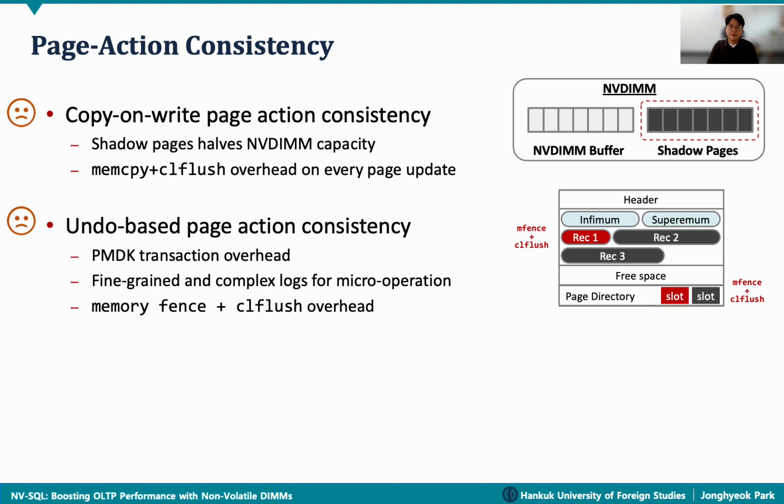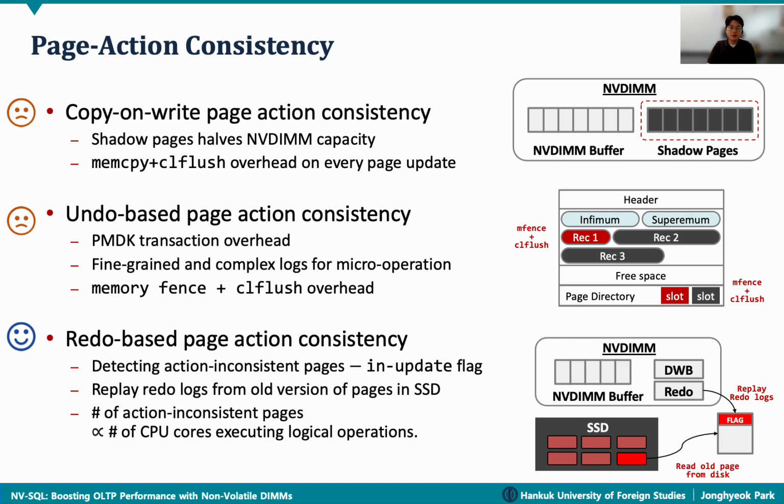Next, the undo-based version ensures page atomicity by utilizing undo logs. While PMDK transaction APIs employ undo logging, they also introduce significant overhead. Furthermore, undo logging requires fine-grained and complex logs for micro-operations within the page. This results in significant memory fence and cache flush overhead.